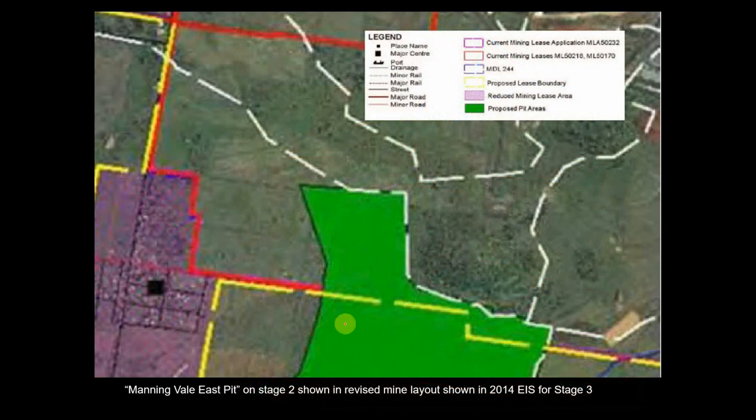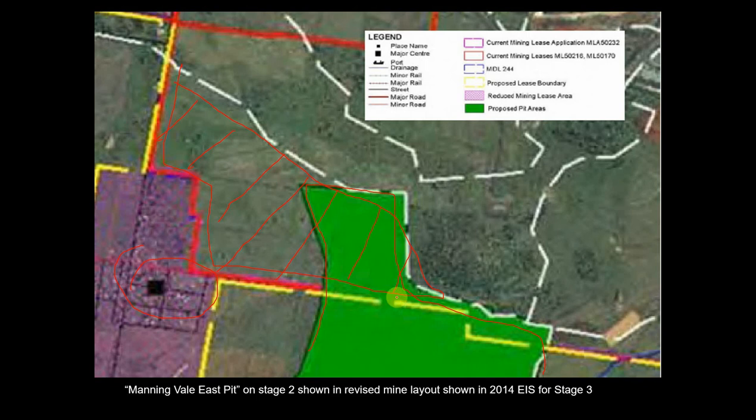And Manning Vale East Pit, so here's the town of Acklam. Stage three applied for a big chunk of what is now West Pit, but the mining company has also mined pretty well this entire area, which was part of the, I'll just crosshatch it, this whole area is what's become West Pit. That was part of the original Stage 3 approval.